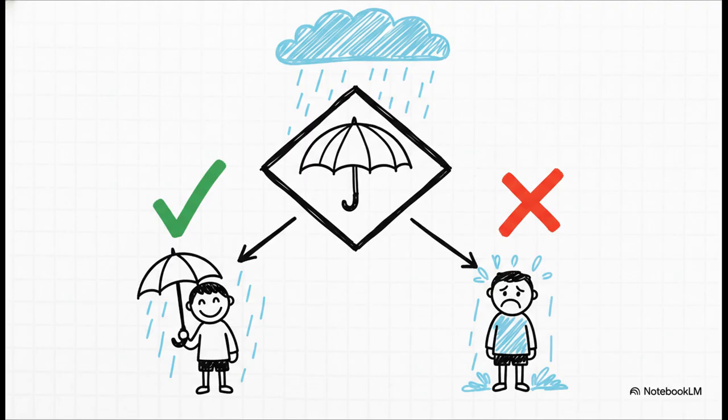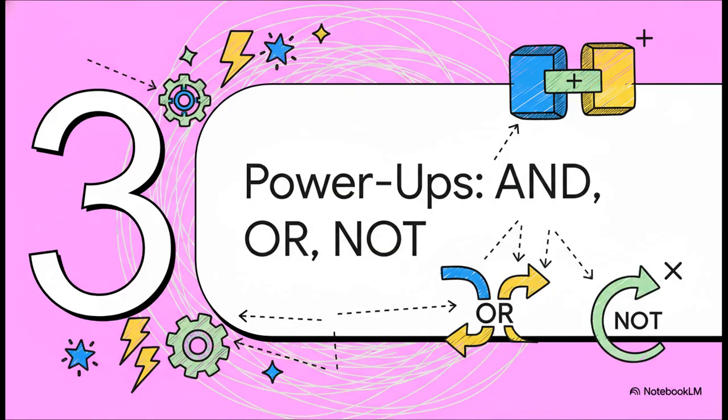The umbrella analogy is just perfect for this. If you have an umbrella, then you will stay dry. That's path number one. Else, you will get soaked. That's path number two. See? A dual alternative makes sure there's a specific outcome no matter what. It's a complete plan. Okay, so simple if-else is pretty powerful stuff.